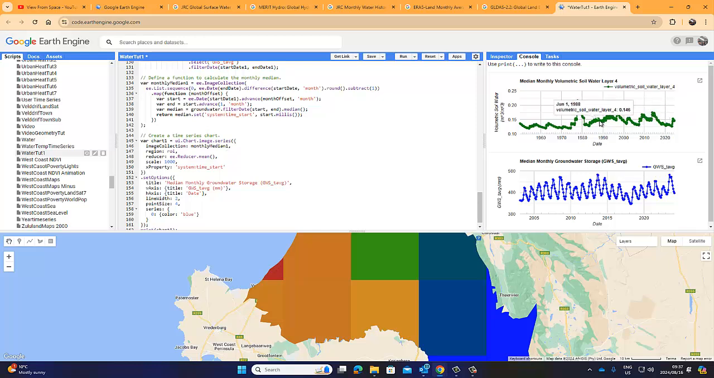That is how it looks. So you can see the underground water. There was a significant decrease in underground water. Remember, this is now the median.